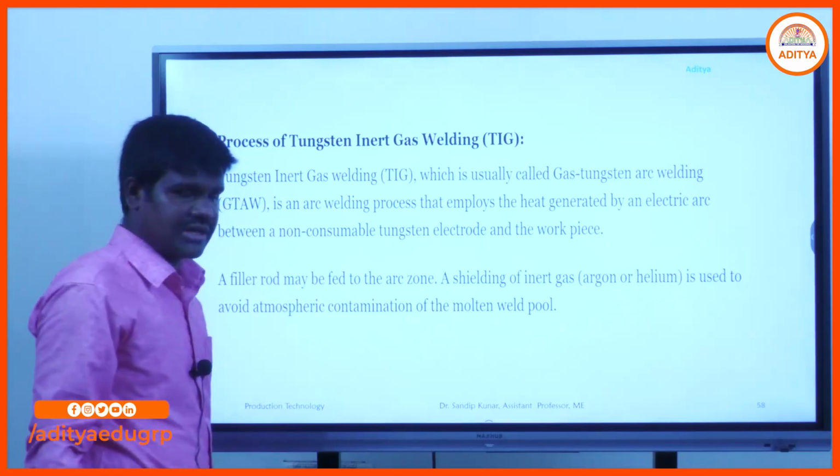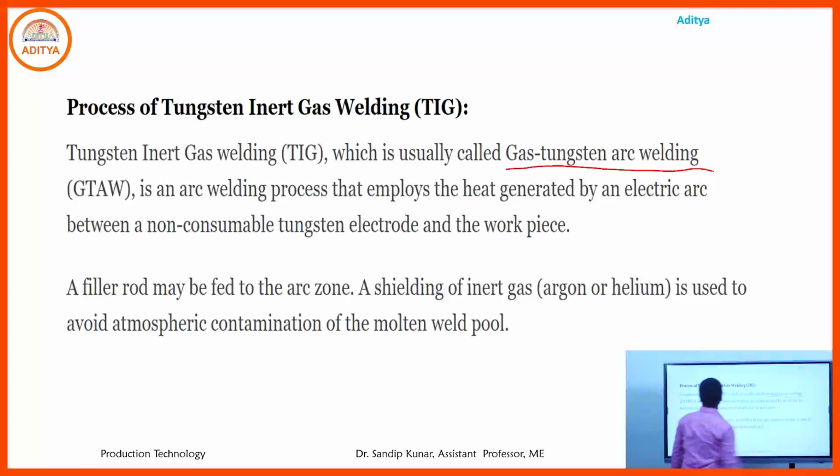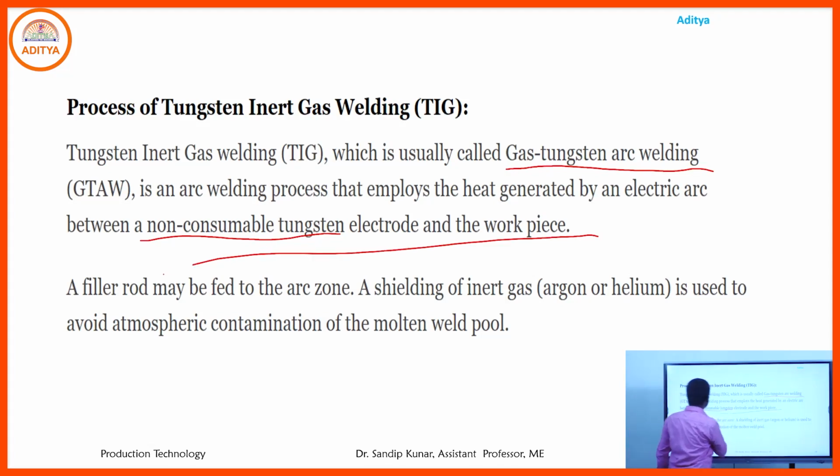In case of tungsten inert gas welding, usually that is called gas tungsten arc welding, GTAW, and in that case we use the heat generated by an electric arc using a non-consumable electrode. The main difference between tungsten inert gas welding and metal inert gas welding is that in TIG welding we use a non-consumable electrode and the workpiece.